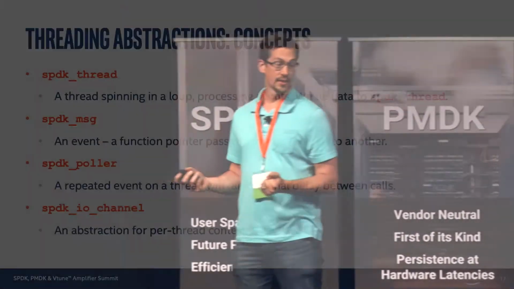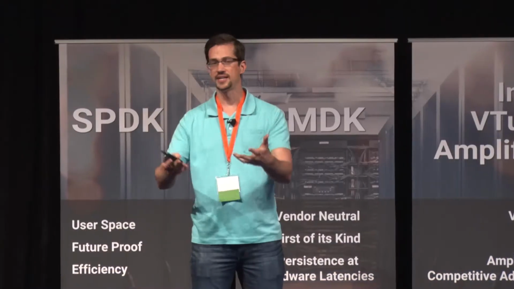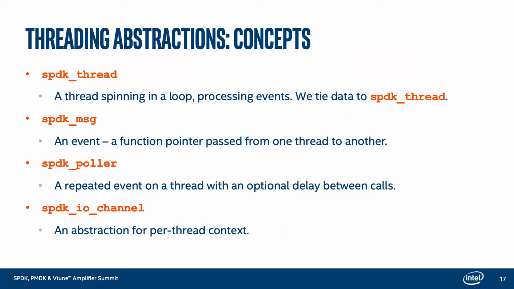So this thread library presents a couple of concepts to the libraries in SPDK. I'm going to go through those now, just so we're all on the same page. The first and most important is an SPDK thread. An SPDK thread represents a thread, and that's where we tie our data to threads instead of doing locks. You can send a message to a thread. That's the second abstraction. An SPDK message is a function pointer, and you can send it to a thread.